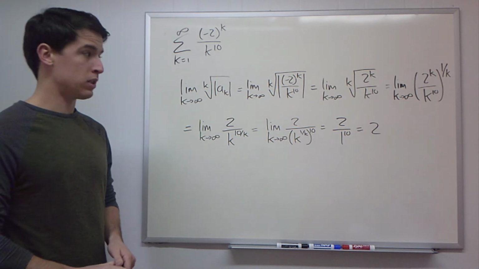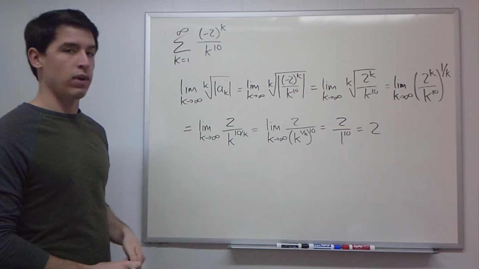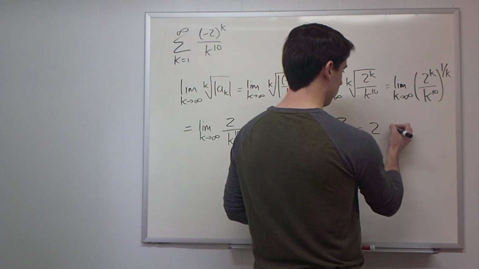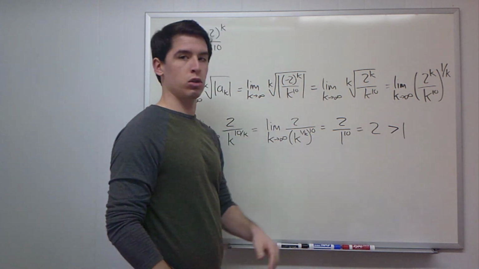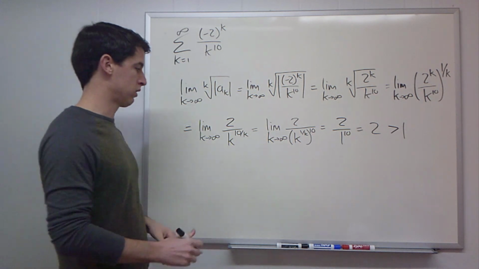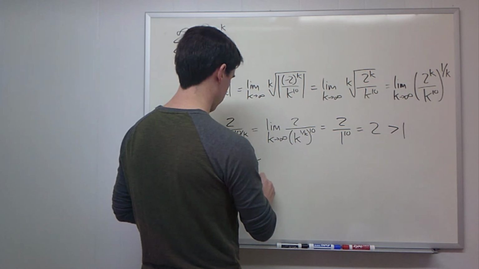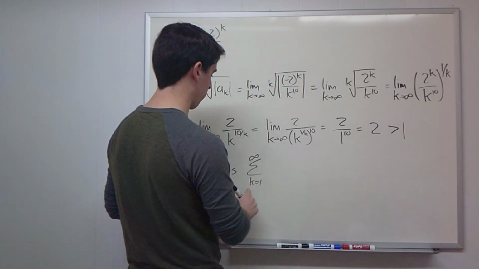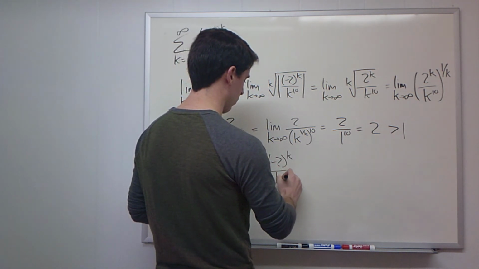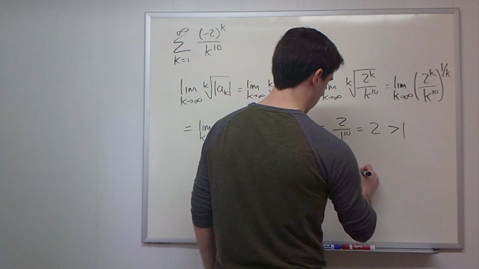Now, the root test tells me to take this limit, the kth root of the absolute value of a sub k. And if this limit is greater than 1, which 2 is greater than 1, then the root test says that this series diverges. So thus, the series, the sum from k equals 1 to infinity of negative 2 to the k over k to the 10, diverges by the root test.